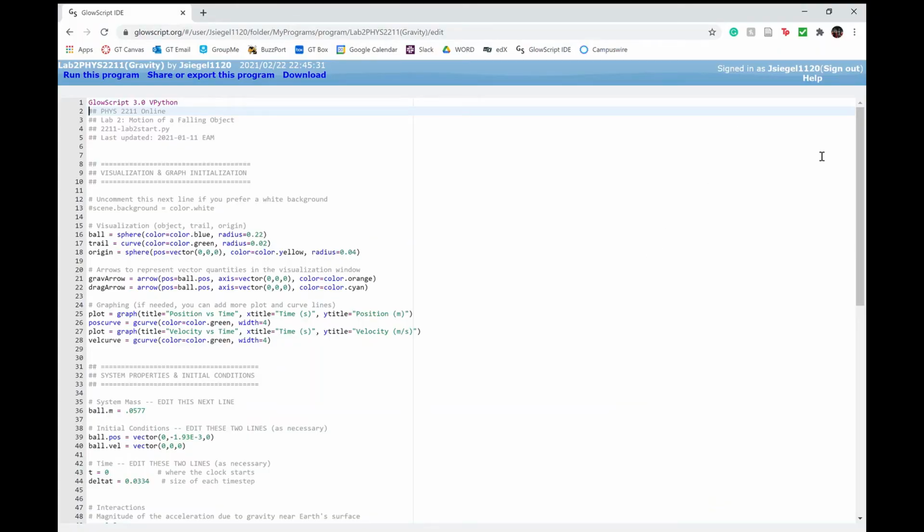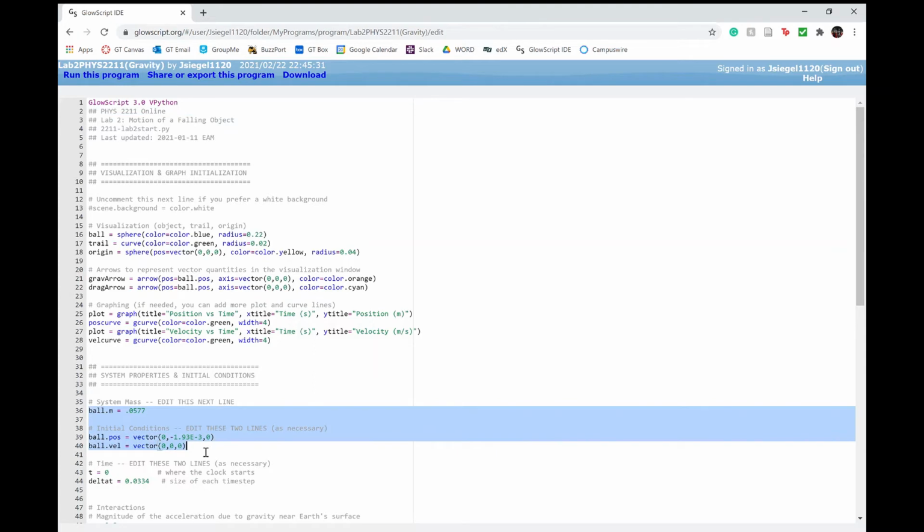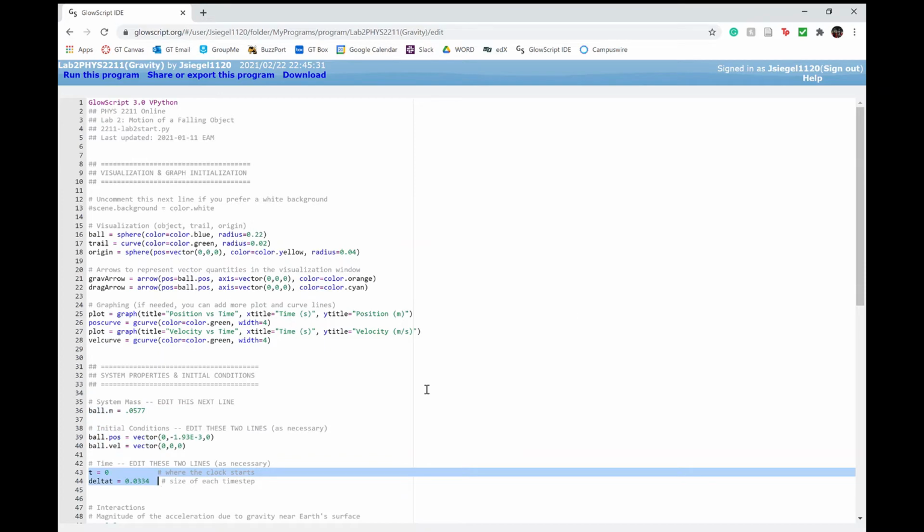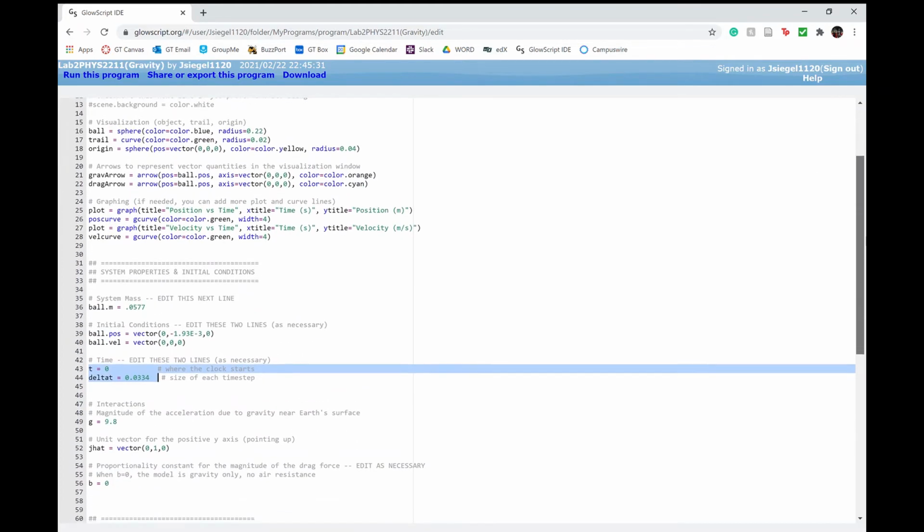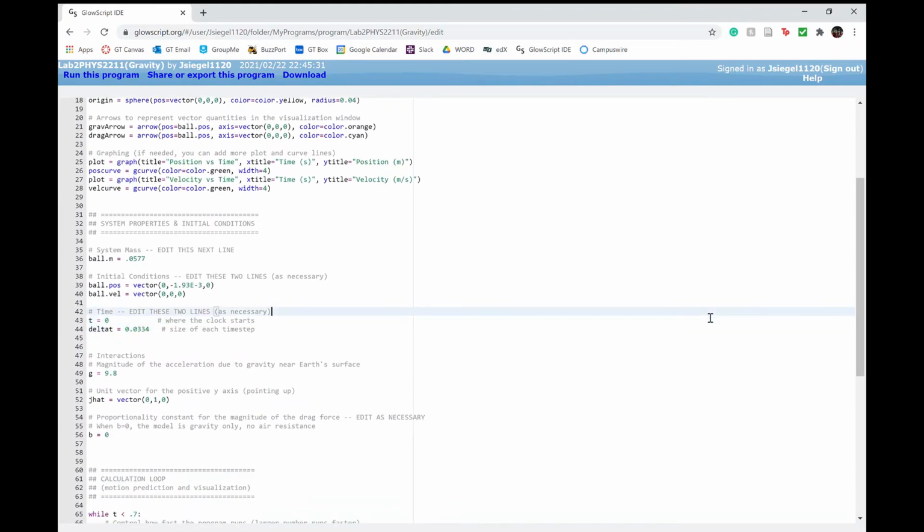Next, I opened up GlowScript so that I could predict what the motion of the ball should look like with and without drag. First, I had to input the correct mass of the ball and change the initial Y position to the one I found in Tracker. The time started at 0, and I changed delta t to 0.0334, as that was the time between each frame in Tracker. B is 0, as we are not accounting for drag in this model.